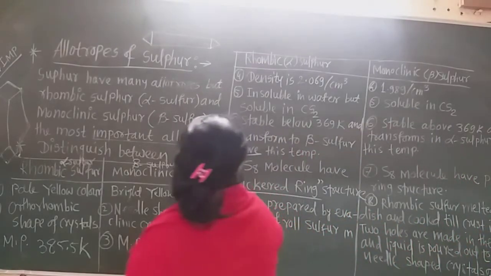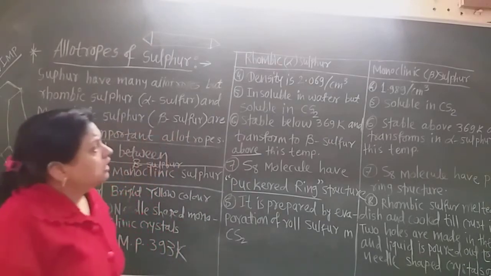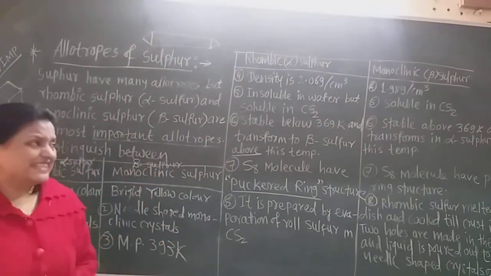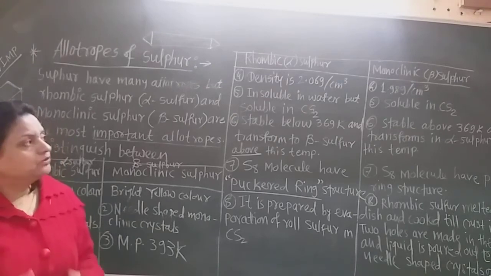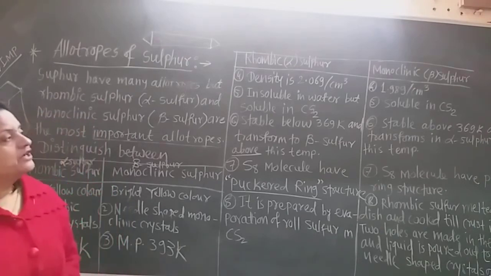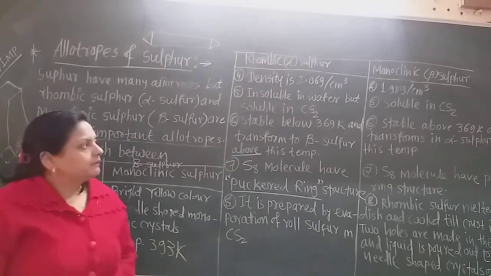Now about the density also. This rhombic sulfur, that is alpha sulfur, is denser than the beta sulfur. The density of the rhombic sulfur is 2.0869 per centimeter cube and monoclinic sulfur, beta sulfur, has 1.989 per centimeter cube.